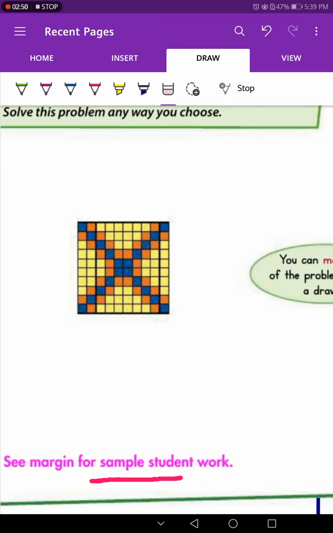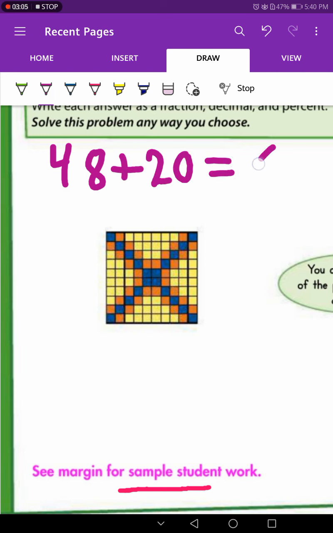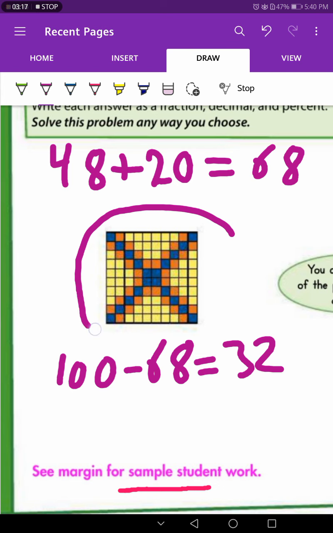We can make it in another way, because at the first we have 48, and here we have 20, so you mean 48 plus 20, yes? 48 plus 20 equals 68. 100 minus 68 is 32. It is 32. Nice way, because this is a 100th grid, yes? Yes. And the 100th grid has 100 squares.